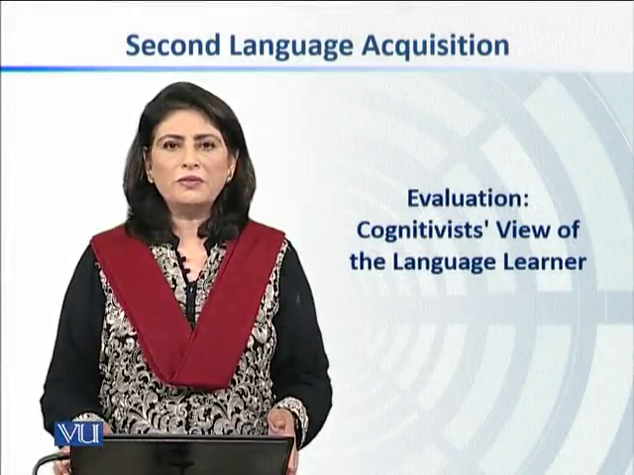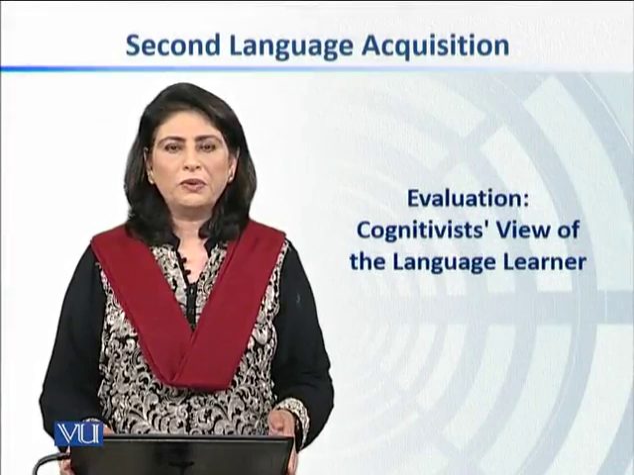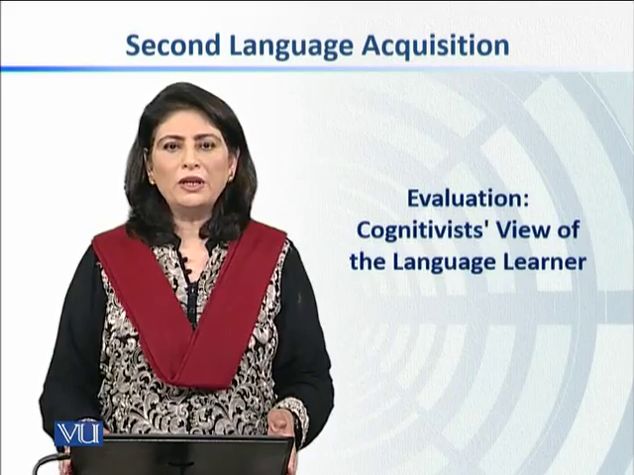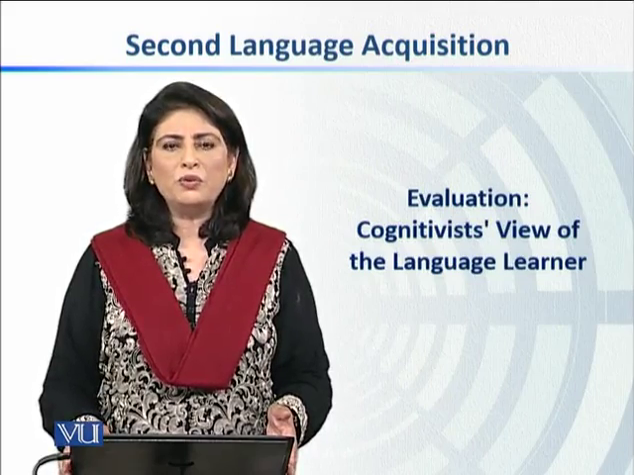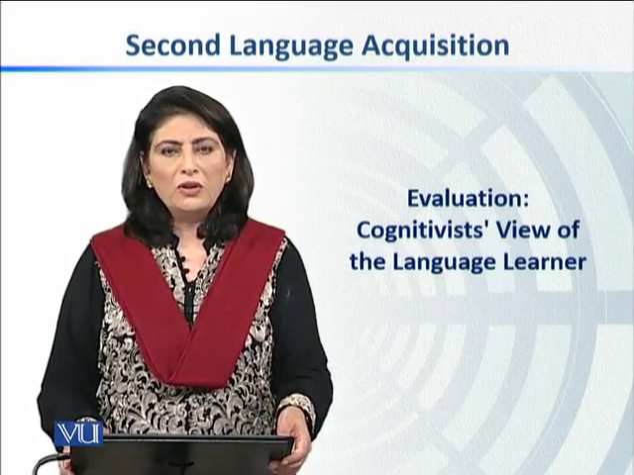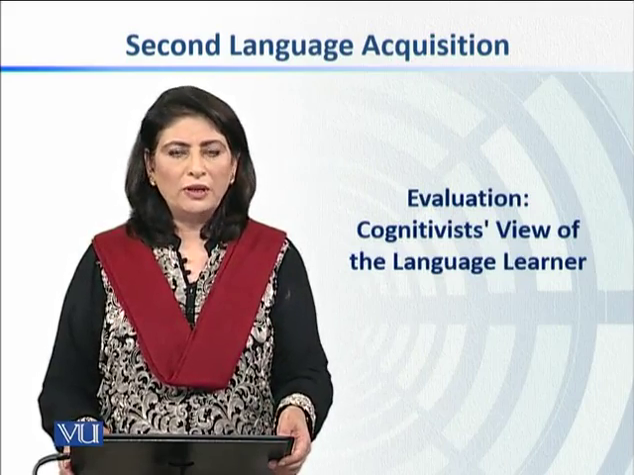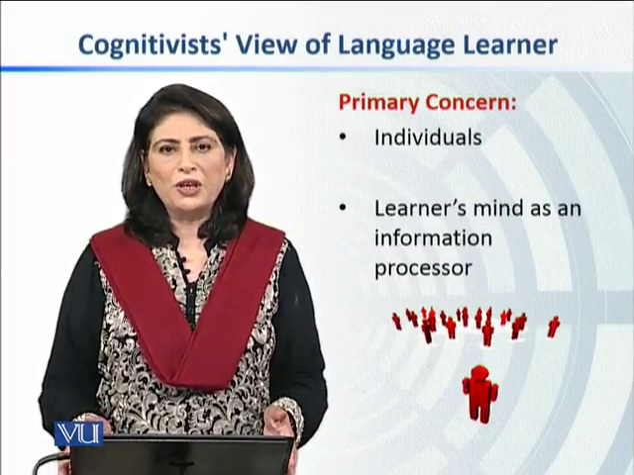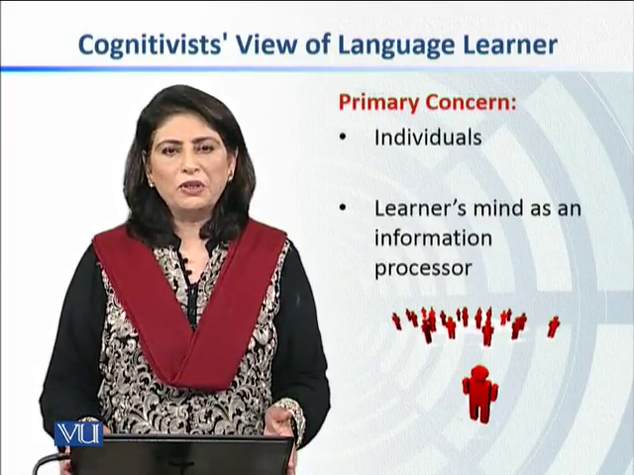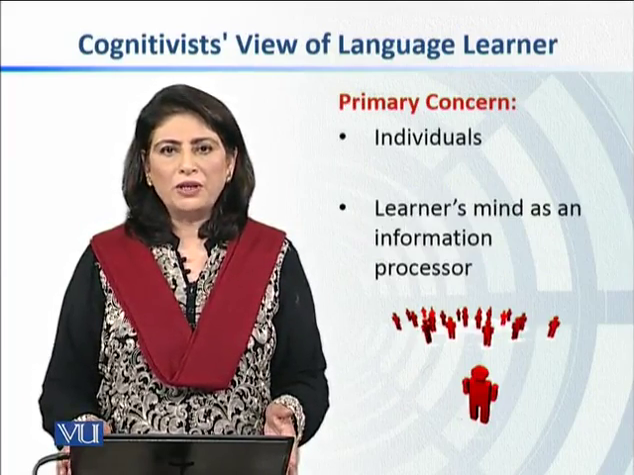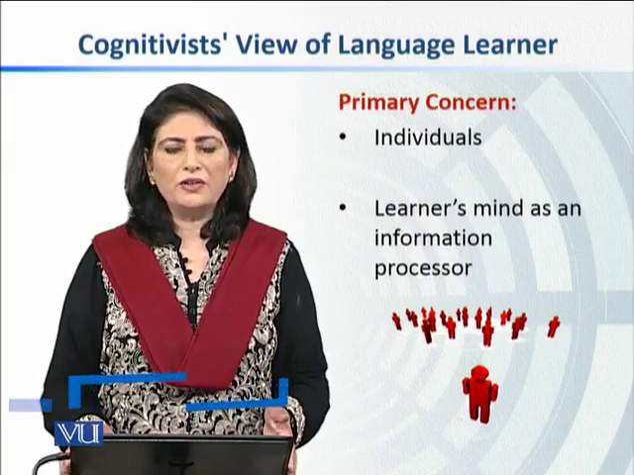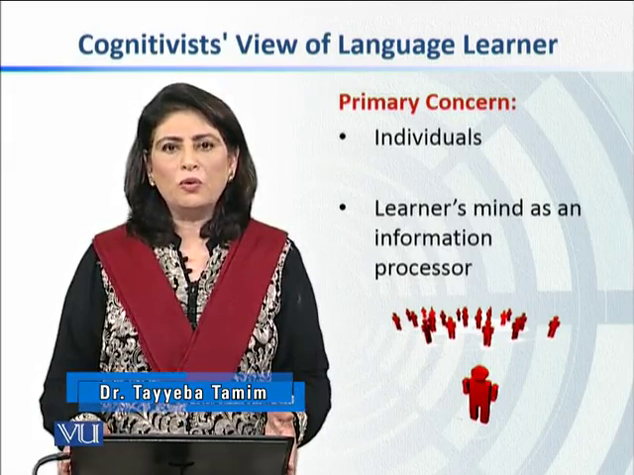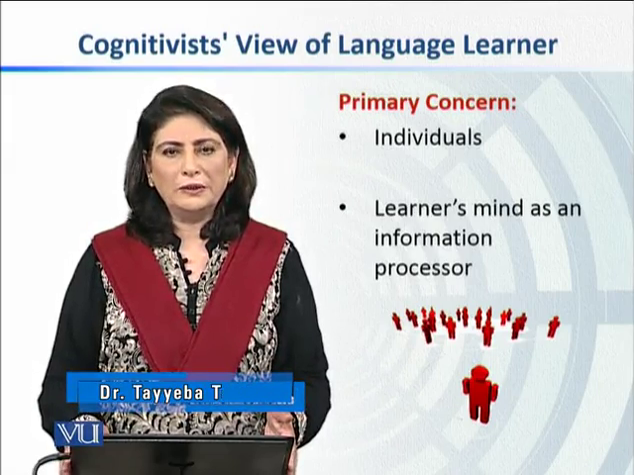Evaluation, cognitivist view of language learner. A way to evaluate the cognitive approach to language learning is to look at how it views the language learner. In the cognitivist approach, the language learner is no more than a processing machine that processes information. It is not interested in the affective aspect. It is not interested in the social aspect of the learner. It is only interested in what goes on in the mind of the learner.